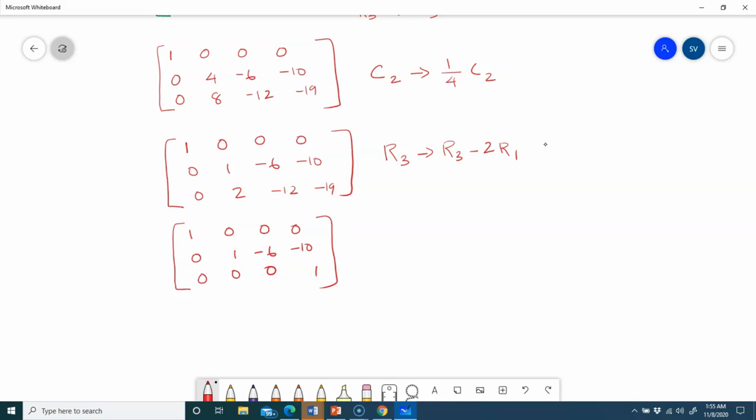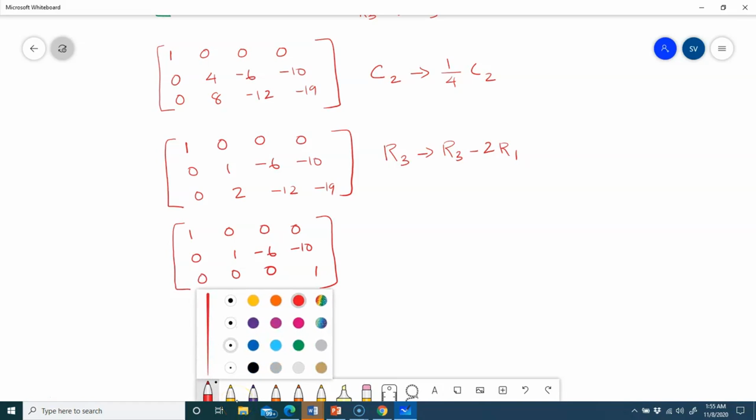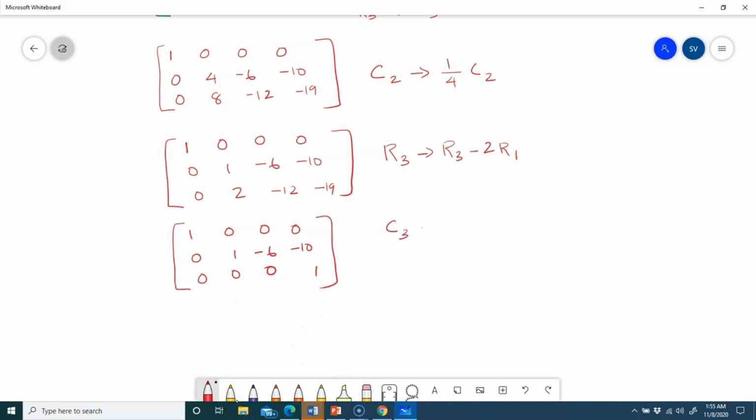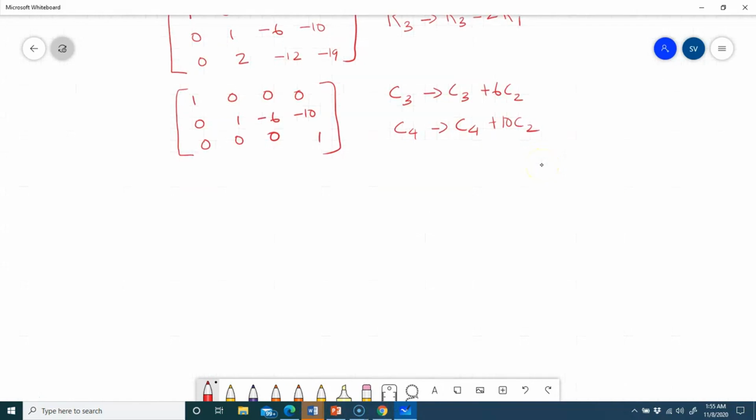At this point I'm going to make some column operation. The column operation is like this: I'm going to change column 3 as column 3 plus 6 times column 2, and column 4 as column 4 plus 10 times column 2. Interesting. In that operation itself, you can figure out what is happening here.